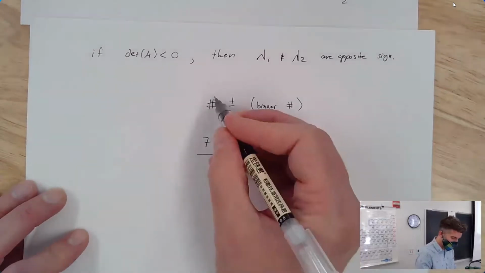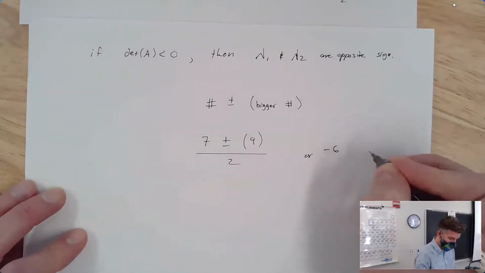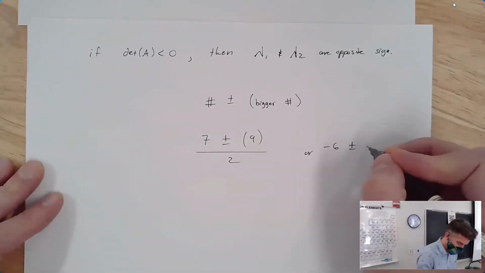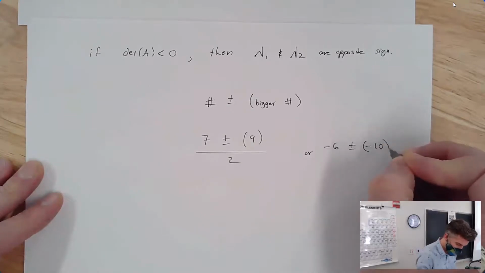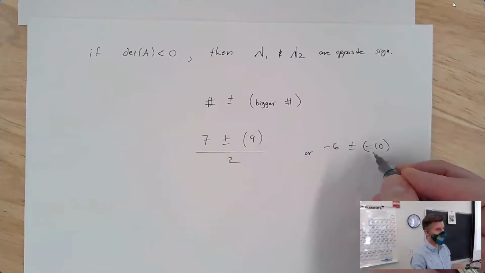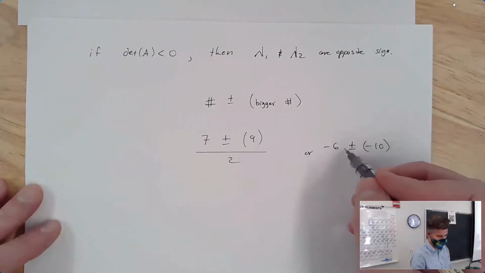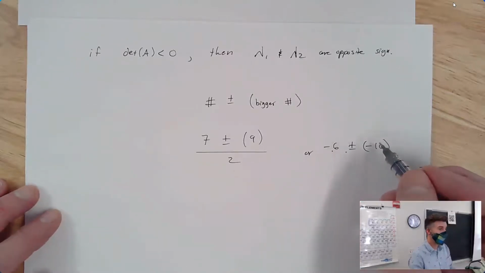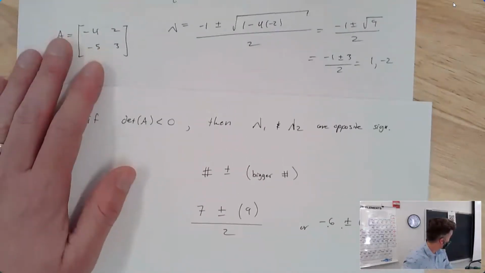Or if our number was negative, and you add or subtract a bigger negative number, meaning a more negative number, like -10, you're going to get the same result. -6 minus 10 is more negative, but -6 plus -10 is more negative. -6 minus -10 is positive. So that's what's happening here.